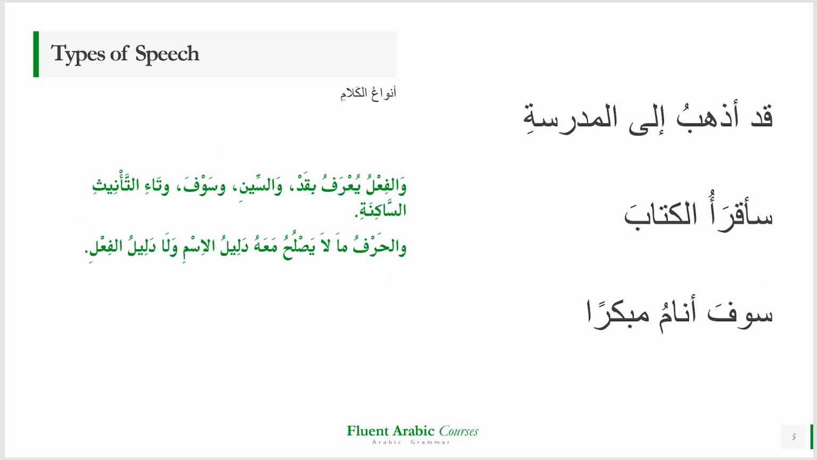Now we are moving on to the af'al. How do we tell the fi'l apart? وَالْفِعْلُ يُعْرَفُ بِقَدْ وَالسِّينِ وَسَوْفَ وَتَاءِ التَّأْنِيثِ السَّاكِنَةِ.